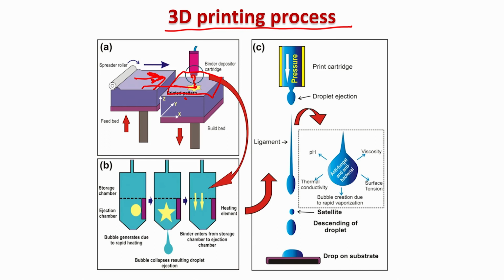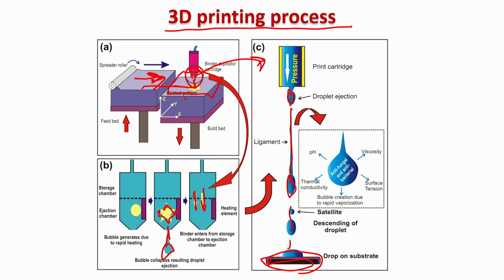Now, if you look at how this works, this is the binder depositor cartridge, and there the heating element is there. In this heating element, the temperature of the binder increases, then there is a bubble formation and a bubble burst, and the binder is ejected from this surface. This binder ejection then falls on the powder bed, the binder penetrates into the powder bed, and there will be physicochemical interaction.